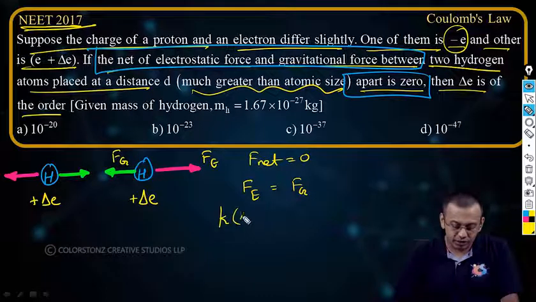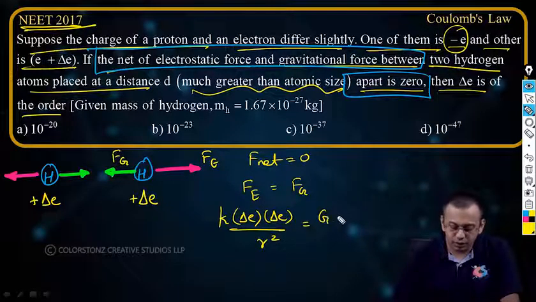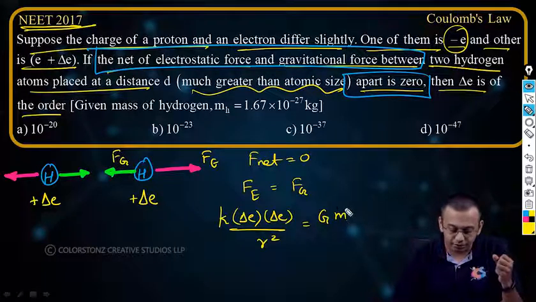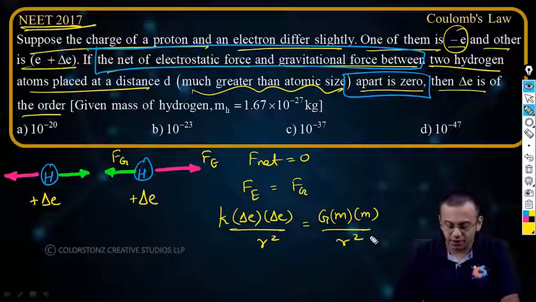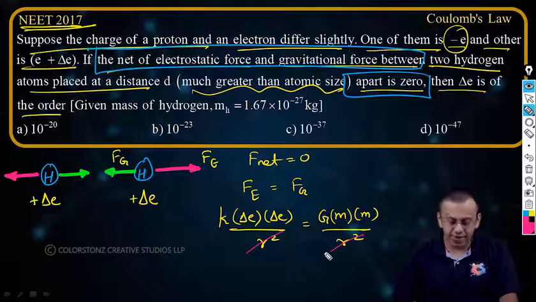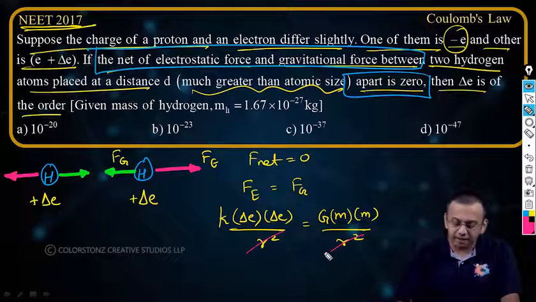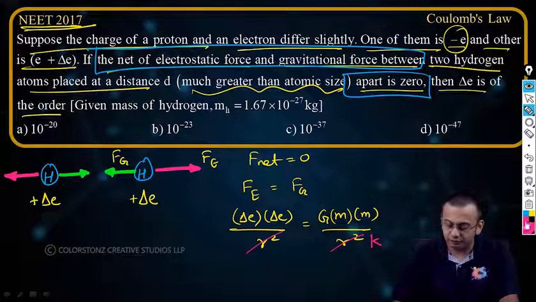Q, where each of these Q is nothing but delta E, upon R square is equal to G, mass of hydrogen atom into again M, mass of hydrogen atom, by R square. The R square terms get cancelled, so easy. This K I can transpose on the other side so that my calculation is easier. I'm transposing this K here.